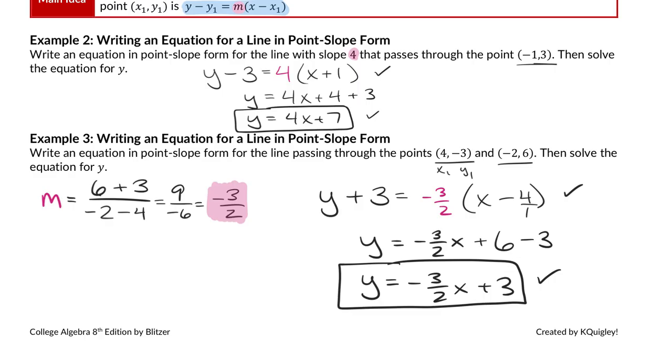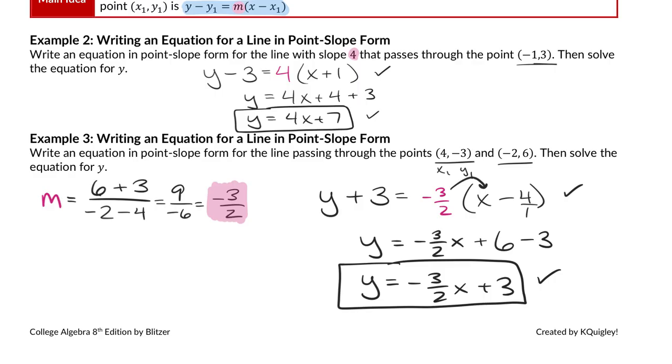Questions, comments, concerns? Yes? Where do you get 4x minus 4? Say that again. What did I do here? Yes. I distributed. So I did negative 3 over 2 times x, which is negative. Yeah. How did you pull x minus 4 from the equation?